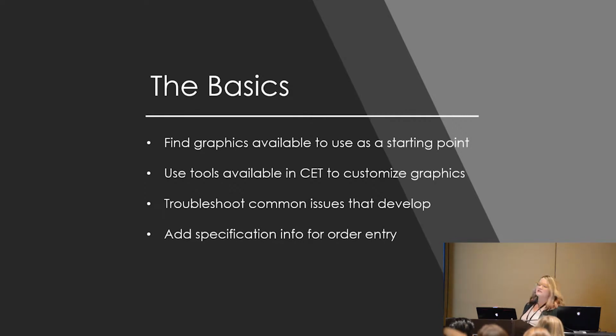First, we're going to look at what type of graphics are available out there that we can use with CET. Then we're going to talk about the tools available within CET to customize those graphics. Then we'll look at some issues that come up as you go along, and I'm going to show you some workarounds and troubleshooting on those. Then we're also going to add spec information directly into those symbols so that they're recognized by your calculation, and then they transfer through a CIF file or go through direct link into Hedberg. Okay?